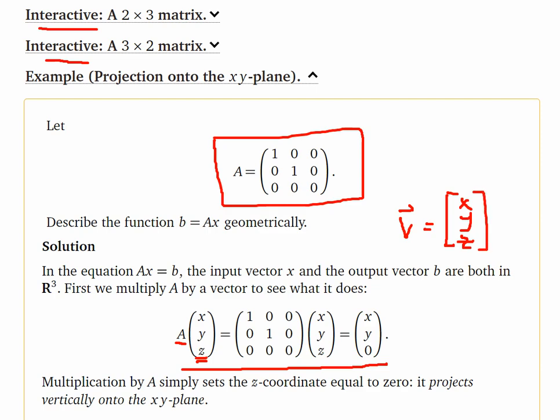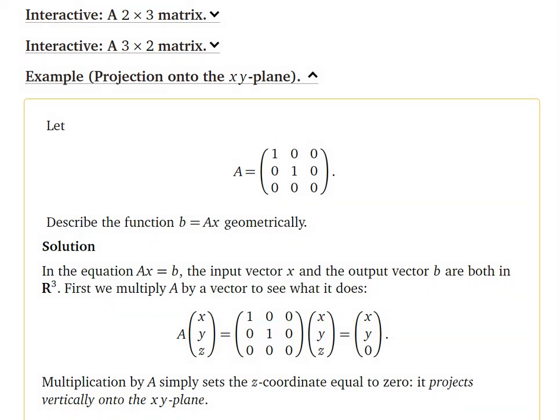And so we do this matrix multiplication, which is the matrix times the vector v, which has components x, y, and z. And notice what happens when I do this. I multiply the top row by the vector v, and I just get x, and I multiply the second row by the vector v, and I just get y, and the last row is all zeros, so the final component is 0. So they're explaining that in some cases, we can just see what the matrix multiplication does.